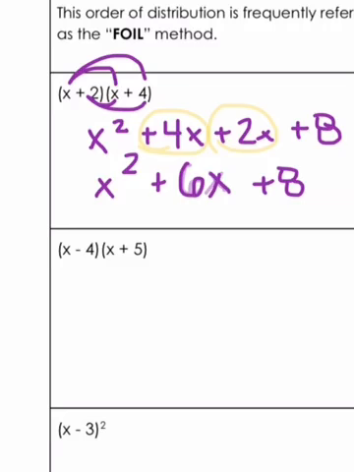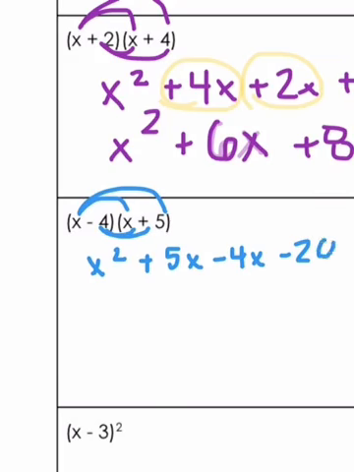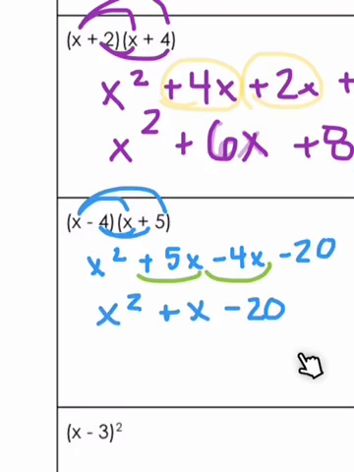And our next one, we have x times x, x squared, x times 5 is a positive 5x, negative 4 times x, negative 4x, and negative 4 times 5 is negative 20. Combine our like terms there in the center. That would create for us a positive 1. You can either write that as 1x, or you can just simply write it as x. Totally up to you. It's a positive x. Bring everything else down, and you're finished.